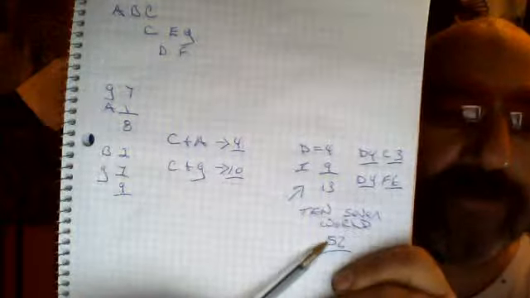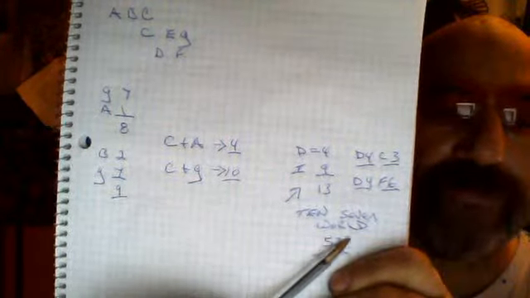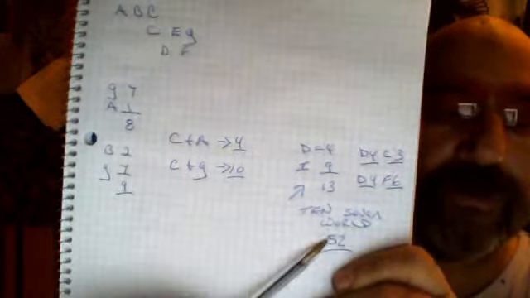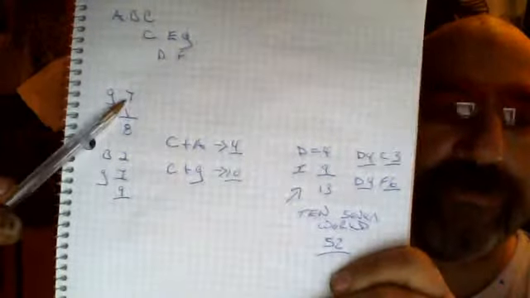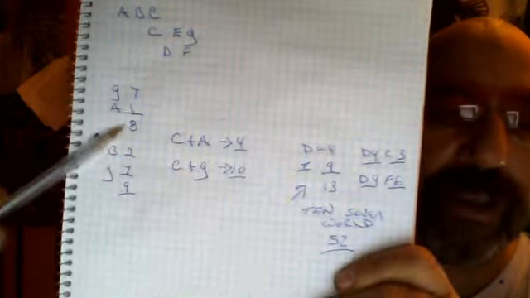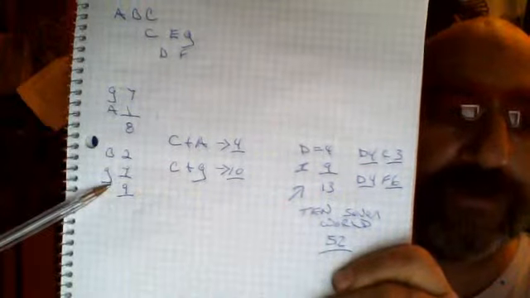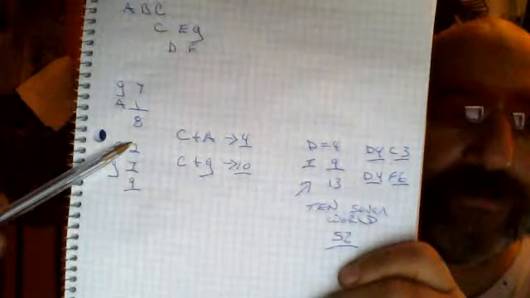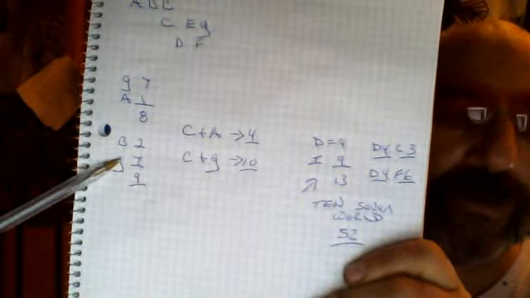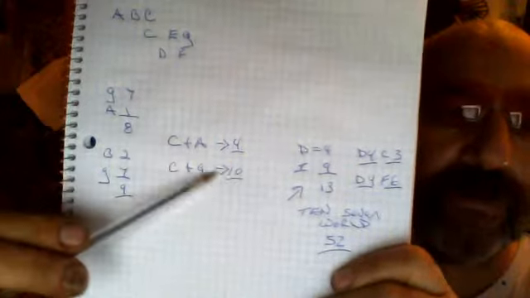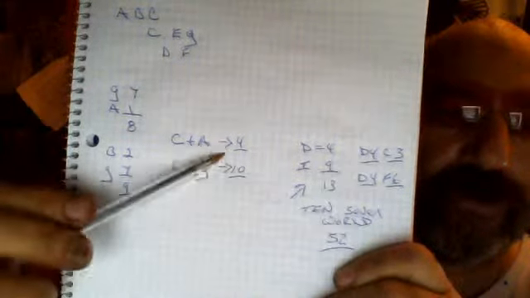52. 5 times 2 is 10. 5 plus 2 is 7. The total is 17. 1 and 7, making the 8 heaven. 8 times 9 is 72. 72, 7 and 2 is 9. 2 times 7 is 14. The highest and the lowest is 14.